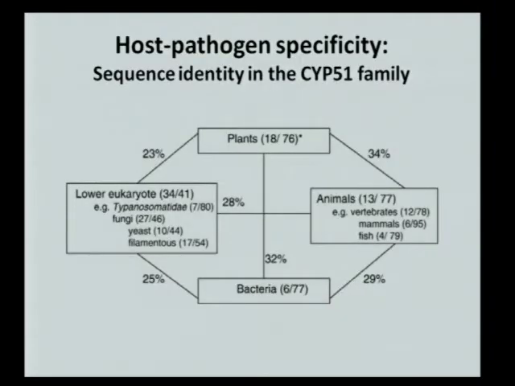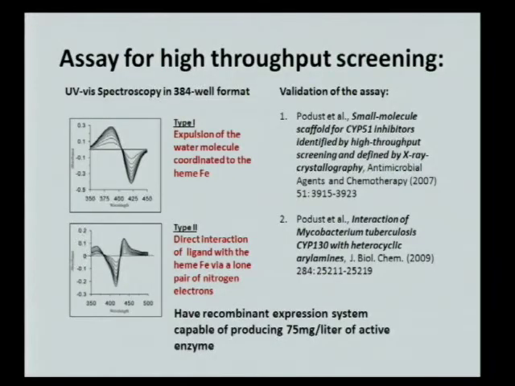I want to briefly address the host-pathogen specificity. As I mentioned, CYP51 is present in the human host. However, if you look at sequence identity between these enzymes, the sequence identity between fungal and protozoan CYP51 is only 28% compared to animal, including human. So these enzymes are pretty diverse, and this is why it is possible to treat fungi in humans without harming humans. So we developed a high throughput screening assay, which is based on the P450 property to shift the Soret band in response to ligand binding. This is basically a UV-visible spectroscopic assay, which we adapted for 384-well format.